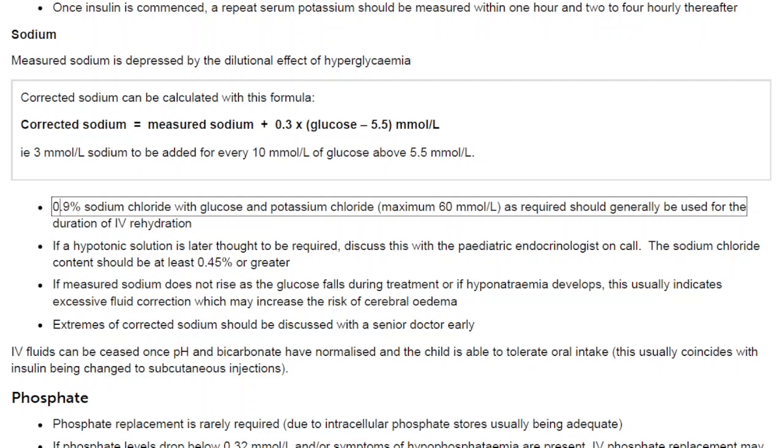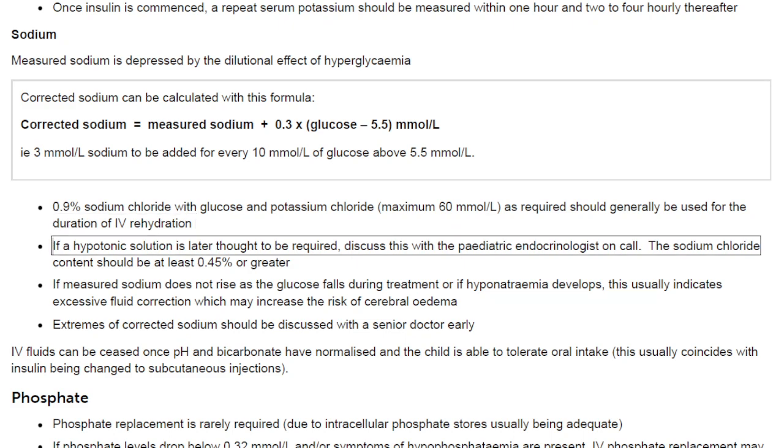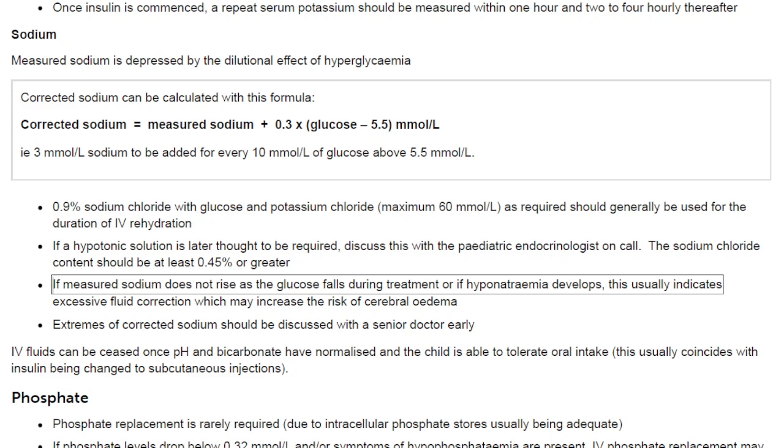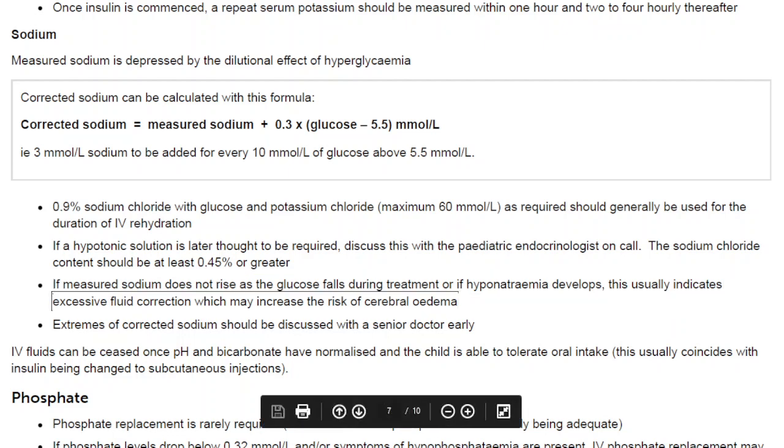0.9% sodium chloride with glucose and potassium chloride, maximum 60 mmol/L, as required, should generally be used for the duration of rehydration. If a hypotonic solution is later thought to be required, discuss this with the pediatric endocrinologist on call. The sodium chloride content should be at least 0.45% or greater. If measured sodium does not rise as the glucose falls during treatment, or if hyponatremia develops, this usually indicates excessive fluid correction, which may increase the risk of cerebral edema. Extremes of corrected sodium should be discussed with a senior doctor early.